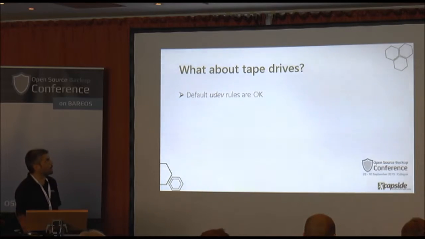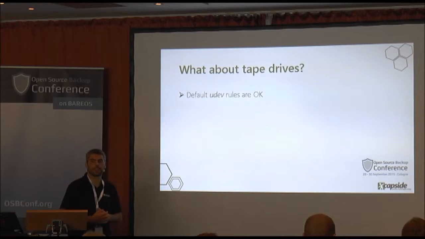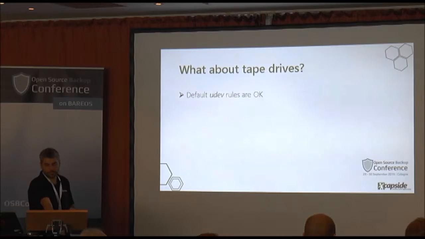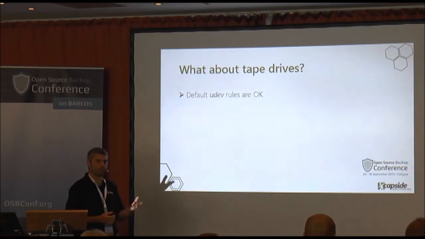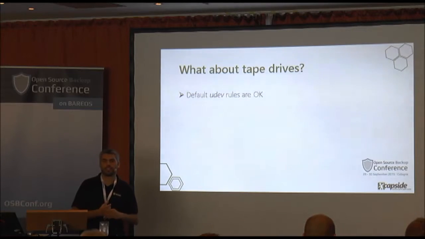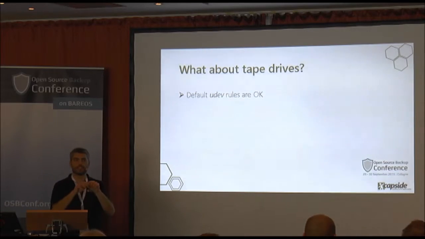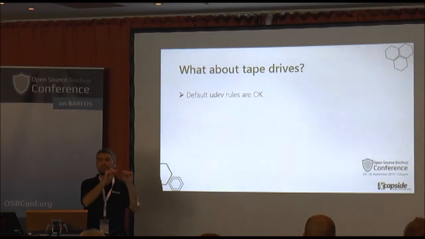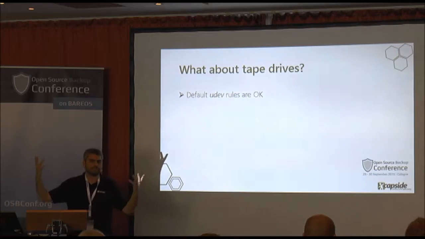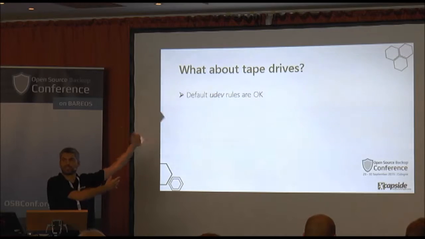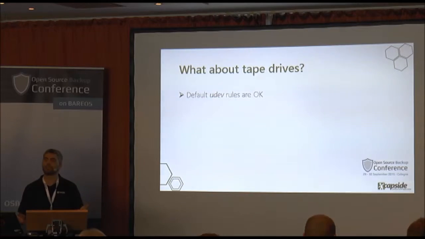But what happens with tape drives? The thing is that the default udev rules, at least in Debian, which is the system I've been trying, actually have rules for a tape changer. The thing is that those rules are horrible. They create a strange name in a strange directory, and then it doesn't even point to the autochanger device. It's not useful at all. So that's why we have to write our own rule for the autochanger.